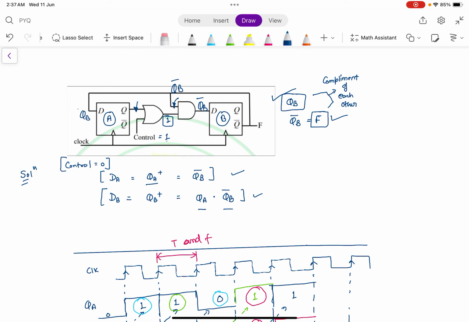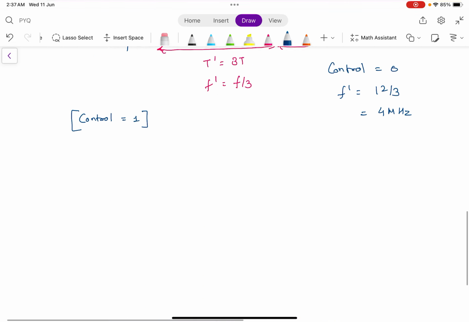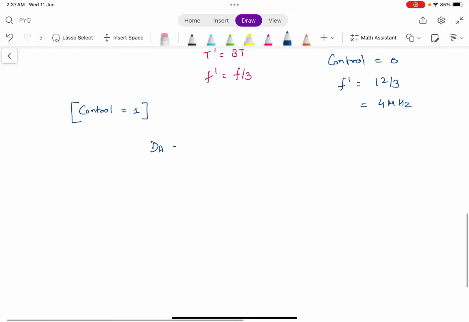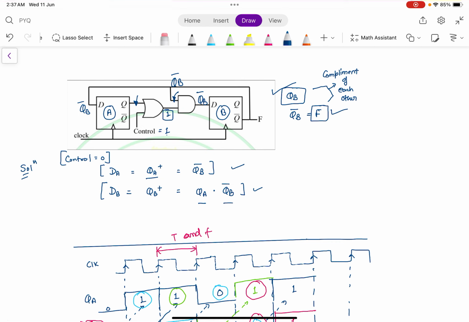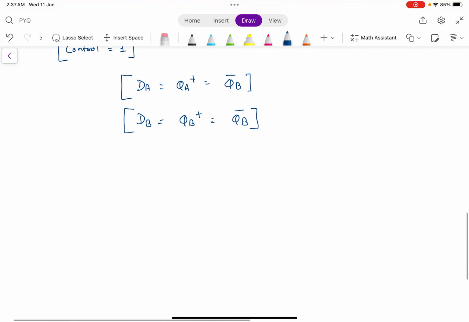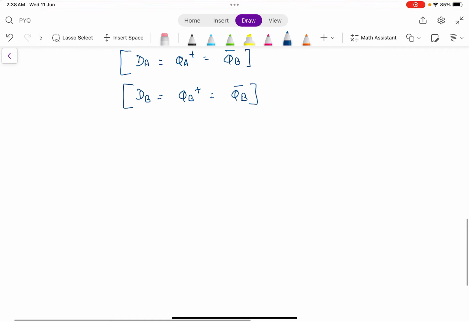QB complement. So your DA, or we can say QA plus, is the same as previous, that is QB complement. This is your first expression. Now DB changes too, this also becomes QB complement. You can see from this that DB comes out to be QB complement. Now we got both the expressions. We again draw the signals.